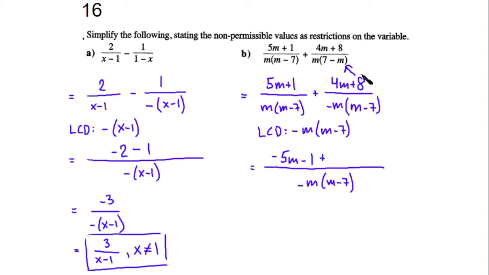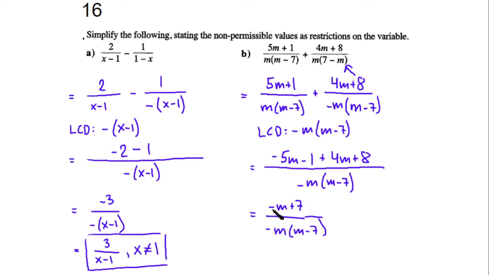And then this binomial stays the same, 4m plus 8. And now we just combine like terms in the numerator. -5m plus 4m is -m. And then we have -1 plus 8 is +7. So we're almost there in terms of simplifying this expression.